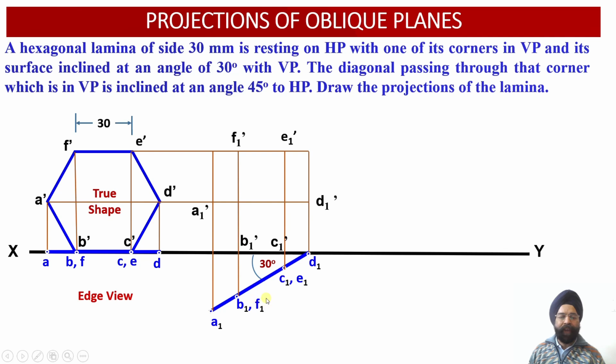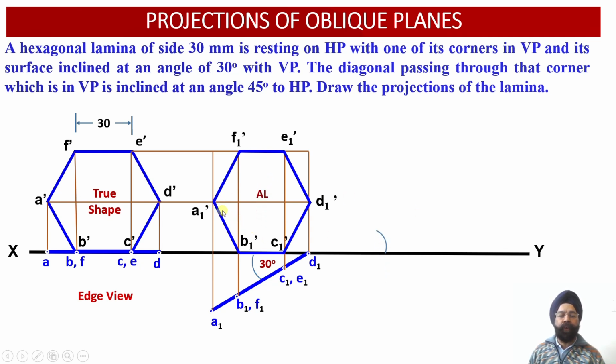And finally, through F1, we have drawn a vertical projector in the upward direction, and we will be extending it up to the point where it intersects with the horizontal projector which has been drawn through the point F dash over here. So this way, the front view projections of the lamina, which happens to be inclined with respect to the vertical plane at an angle of 30 degrees, have been obtained. So this is the apparent shape of the lamina which is viewed in the front view once it is inclined with respect to the vertical plane at an angle of 30 degrees. So this shape is an apparent shape.